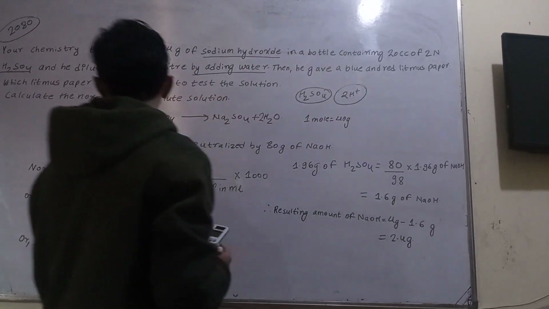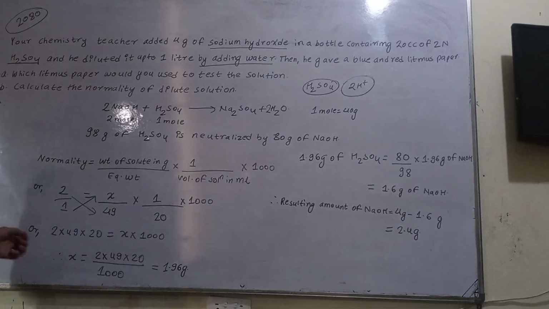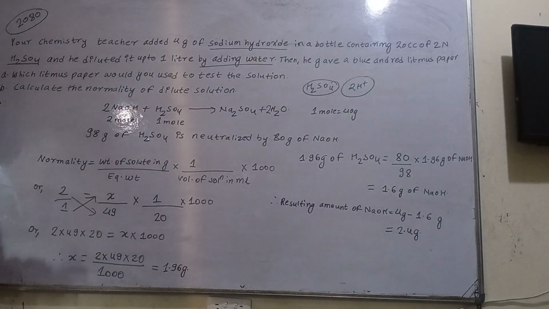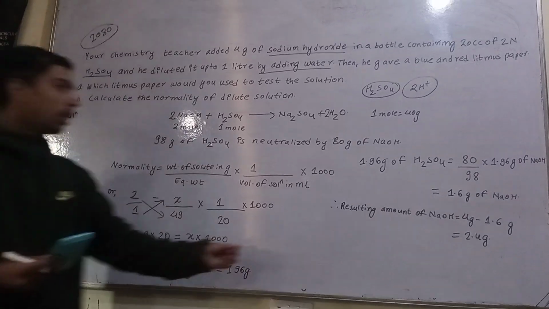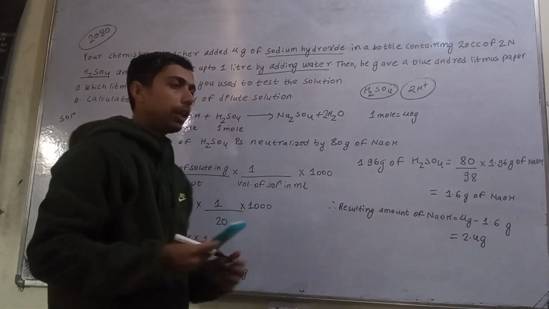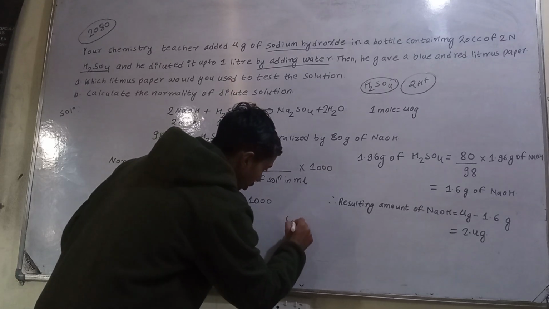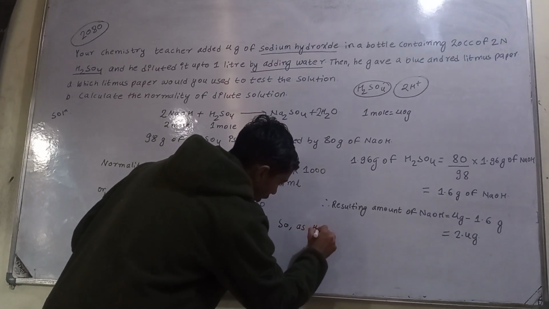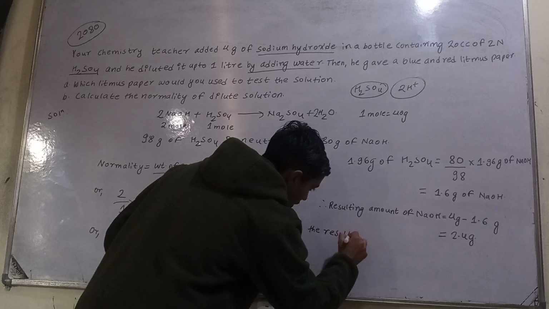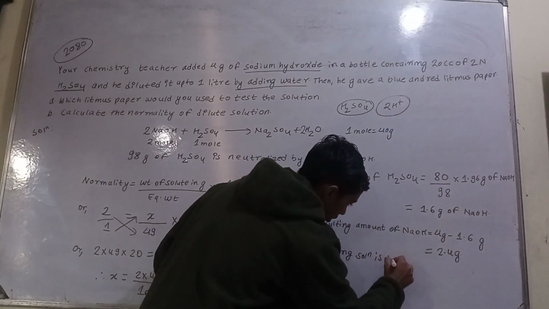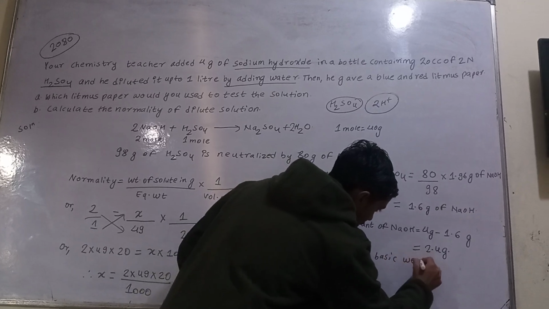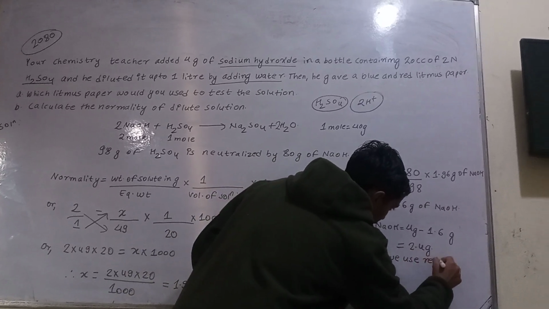Also, we found that the resulting solution is basic, because there is a resultant amount of NaOH. So, as the resulting solution is basic, we use red litmus paper.